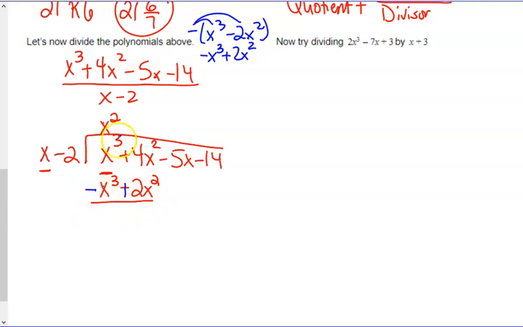If these two terms do not cancel and go to 0, you have done something incorrectly, okay? These two will always cancel. Now we're going to add these two.